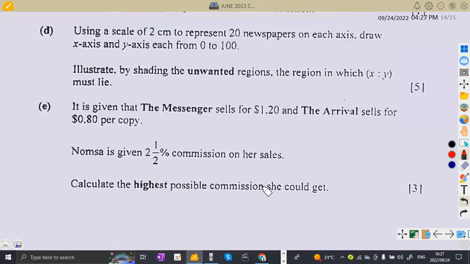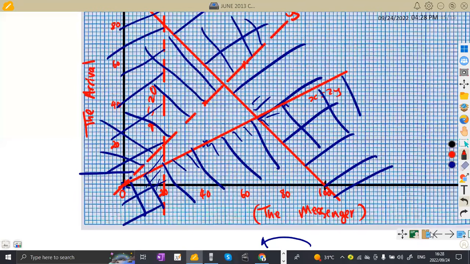So the question now is, on item T, it is given that the messenger sells for $20 and the arrival sells for $80 per copy. Nomsa is given 2.5% commission on her sales. Calculate the highest possible commission she could get. So guys, for her to get the highest commission, she must have the highest number of sales. So all you need is to pick a point in this region that is going to give us the highest number of sales. So like I'm saying, guys, you pick the points.